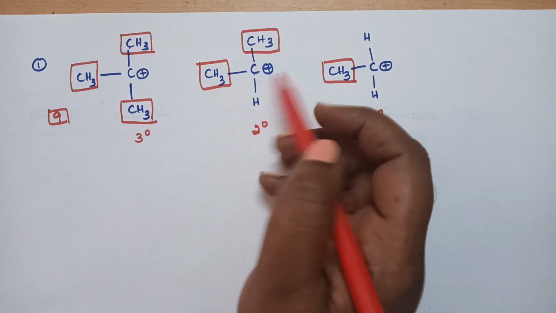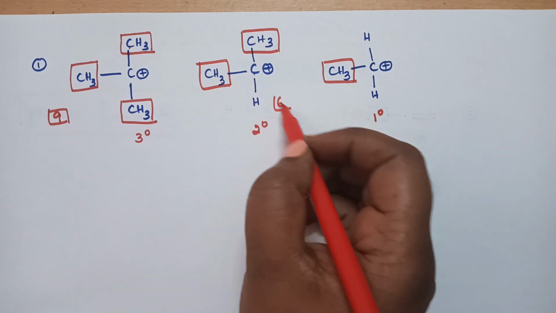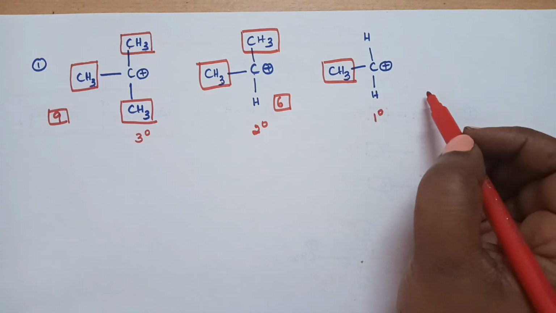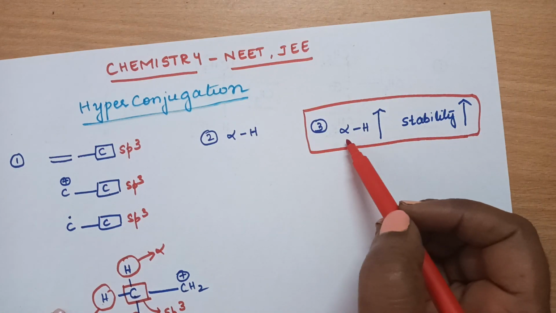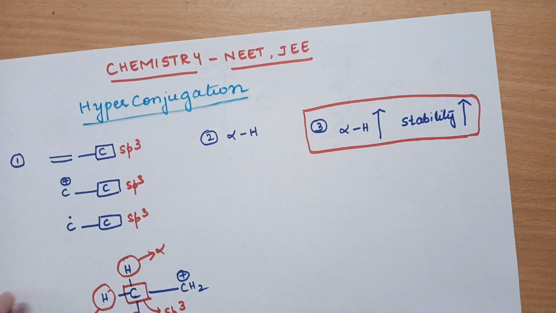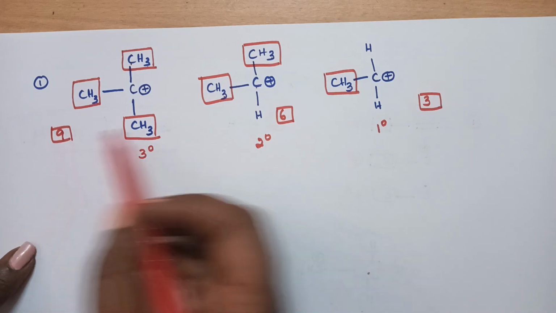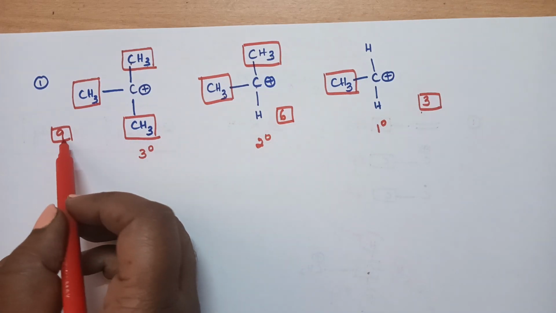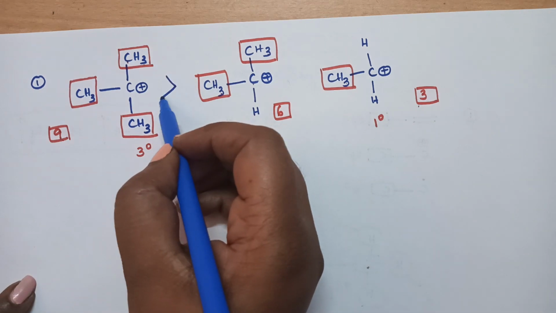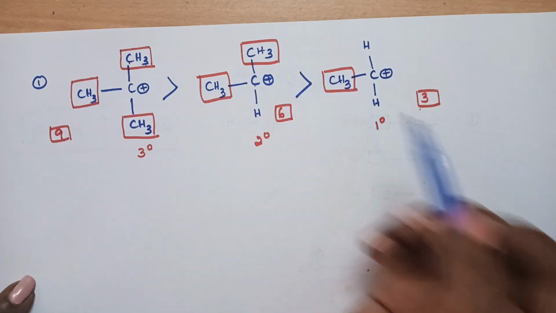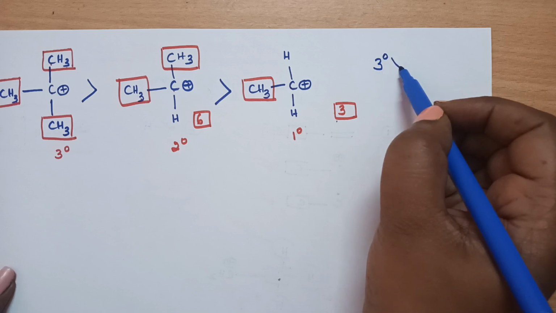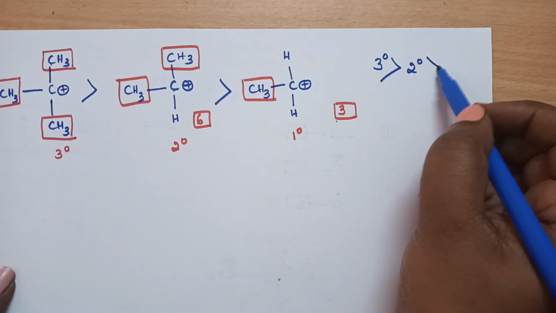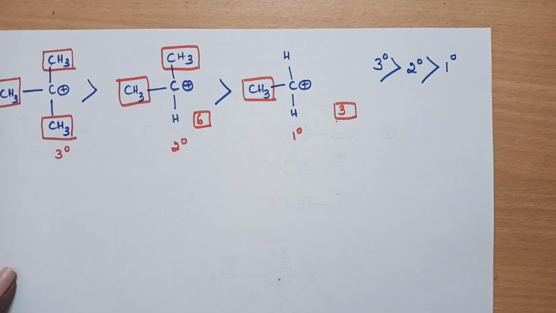Here 3 plus 3 is 6. So here there are 6 alpha hydrogen, and here 3. So what we have studied, more the number of alpha hydrogen atom, more will be the stability by hyperconjugation. So see here the number 9, 6, 3. So highest is this one. Therefore tertiary carbocation will be more stable compared to secondary, compared to primary. So you will write tertiary carbocation is more stable than secondary carbocation is more stable than primary carbocation.